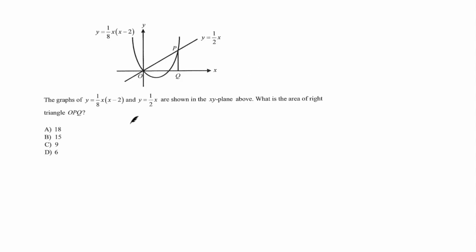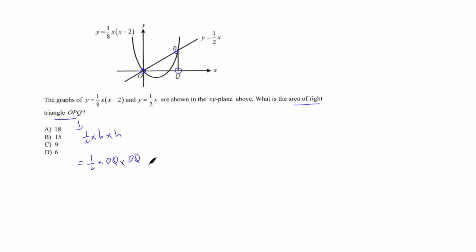Next question. The graphs of y equals 1 over 8 x into x minus 2 and y equals half x are shown in the xy plane above. What is the area of right triangle OPQ? This is O, this is P, this is Q. This is our triangle. Okay, so what's the area of any triangle? It is half into base into height, which in this scenario is half into OQ into PQ.